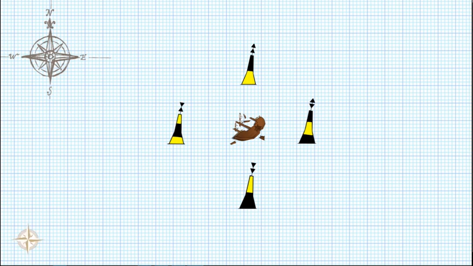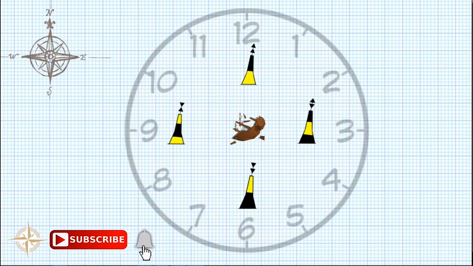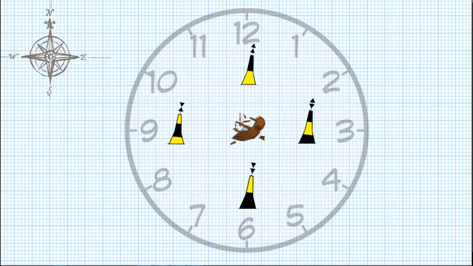While I've got them laid out like this, I'm just going to overlay a clock face. The reason for this will become clear when we're looking at the light flashes of these buoys. Just remember the cardinal points, 3 corresponding to east, 6 with south, 9 with west, and 12 with north.